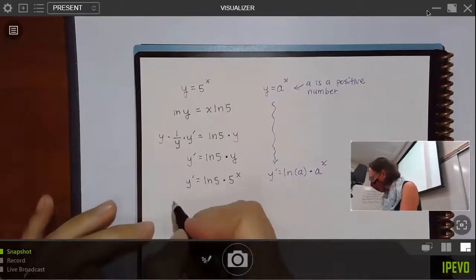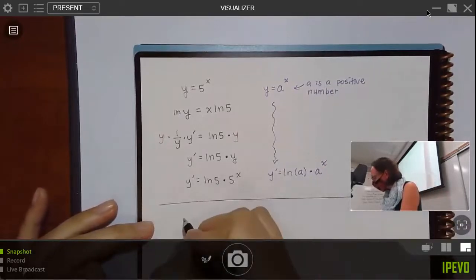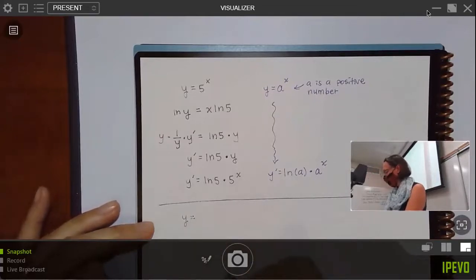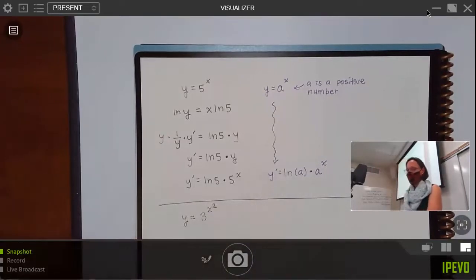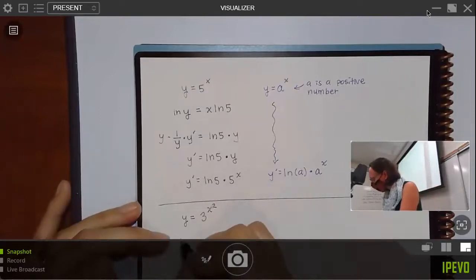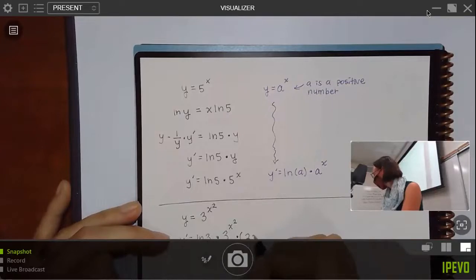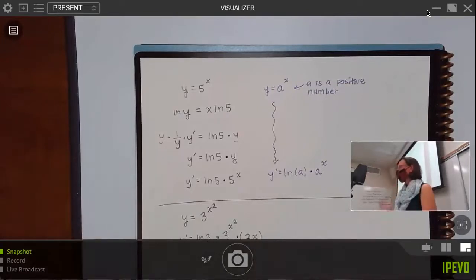Now, we can also apply the chain rule to this. So if I had y is equal to 3 raised to the x squared, then I can take the natural log of both sides and work through with the implicit differentiation. Or we can use this new rule to say when I take the derivative, I'm going to get natural log of the base times the whole exponential piece put back, and then just remember that the chain rule means we need to multiply by 2x. And we can leave it like that. Yeah, for sure you can leave it like that.